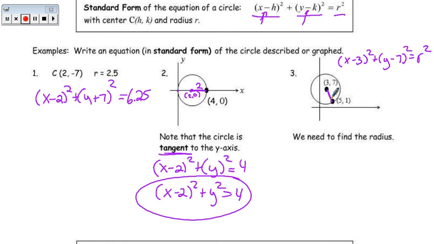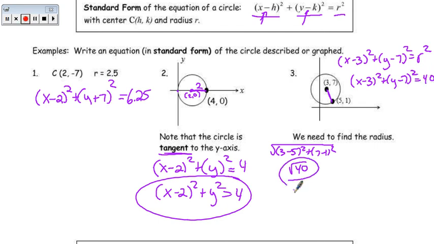You can do it two ways. You could use the distance formula back from the geometry class between these 2 points, which would get you 3 minus 5 squared plus 7 minus 1 squared. And when you figured all that, you would get to the square root of 40. But remember, this would be r squared. So the equation would then be x minus 3 squared plus y minus 7 squared is equal to 40, because when you square a square root, you get 40.